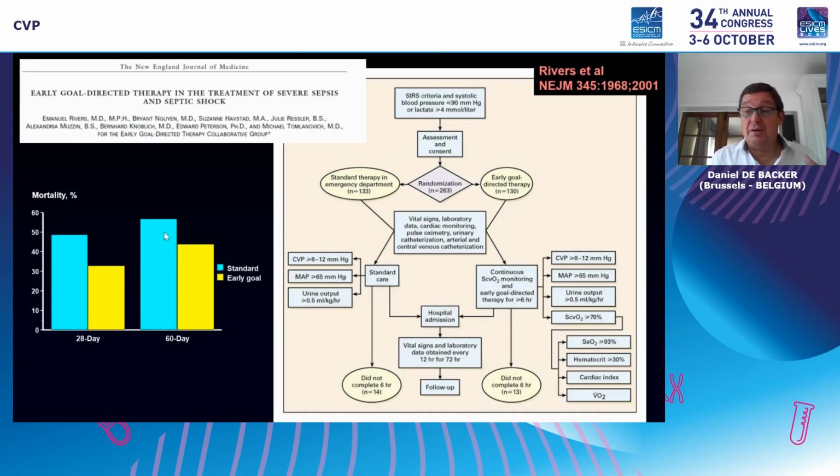So why do we come to these specific values of 8 to 12? Well, it's basically because it was used in the ProCESS trial that nicely demonstrated at that time the potential benefit of using early goal-directed therapy on mortality. But importantly, what was surprising is that the CVP 8 to 12 was basically used in the two arms as a first step to hemodynamic optimization.